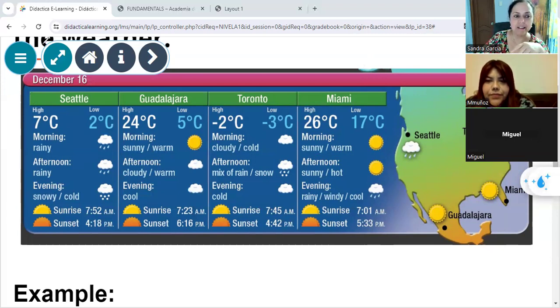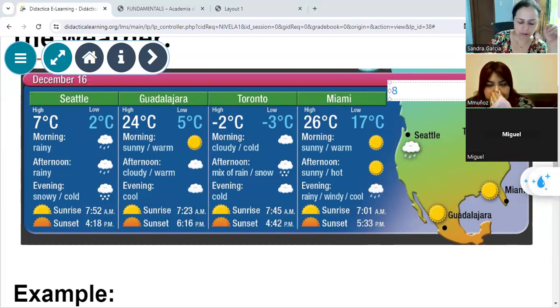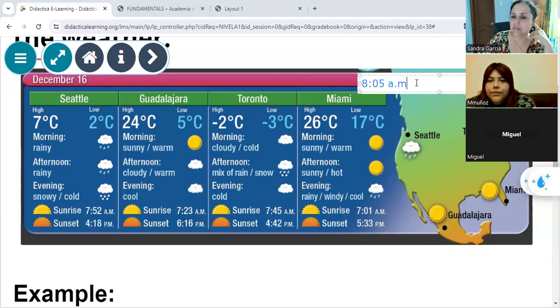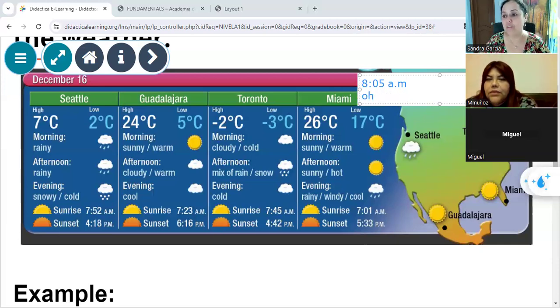Remember, when you have the time like this, how do you read this time? For example, Mariuxi or Miguel. How do you read this time? Miguel? It is at 8:05 a.m. Okay. What about you, Mariuxi? How do we read this? It is 8:05 a.m. Normally it's okay, but people say oh-five. O también es 0. Oh 5, 8:05. Very good. Or 8:01.